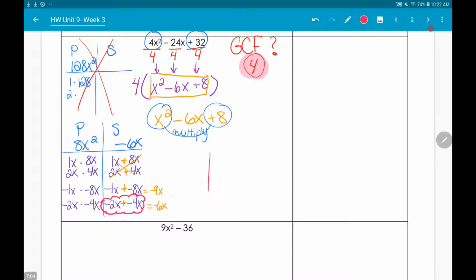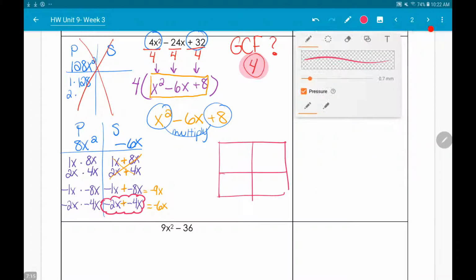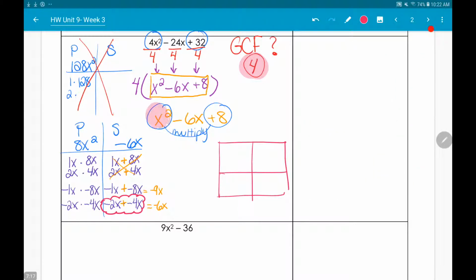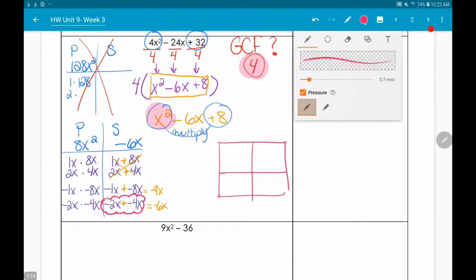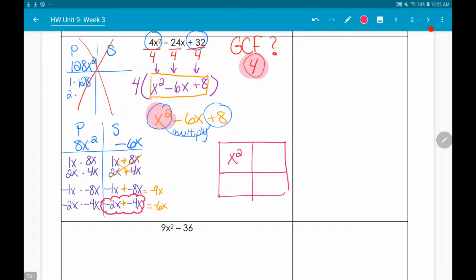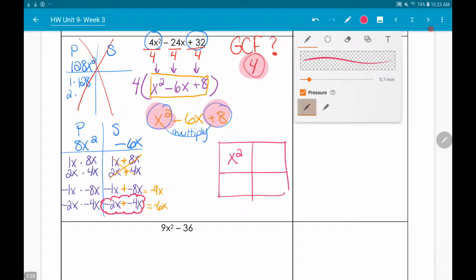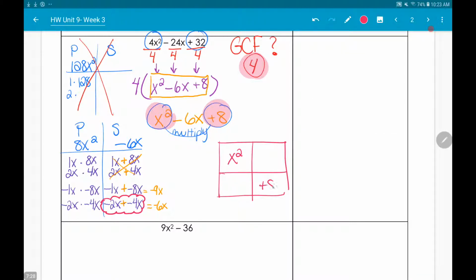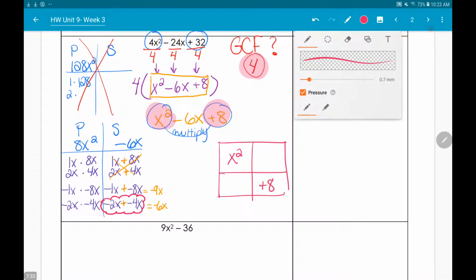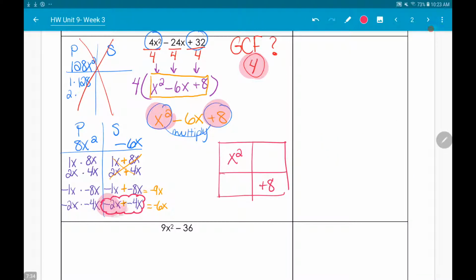All right, so I make my box. And a lot of us are still confused about what to put in the box, so I'm going to go through that. Our first term, the one that we circled with our product sum, is going to go in my first box. Our last term, which we also circled during our product sum, is going to go in my last box. Now the two middle boxes are coming from my winners in my table.